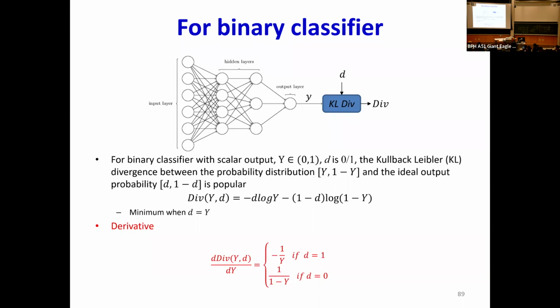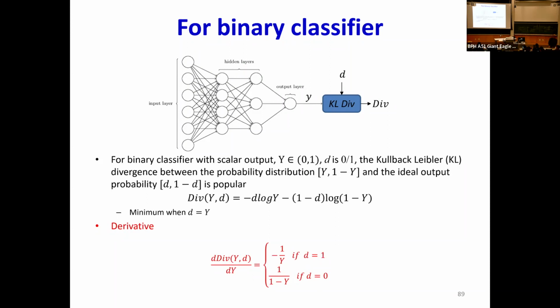If d is 0 and y is 1, what does it look like? If d is 0, the first term goes away, the second term remains. So you get 1 minus d, right? And log of 1 minus y is infinity, because y is 1, correct? But then you have the minus. So once again, you end up with infinity, as you can see. So you're saying that if the desired and actual outputs are mismatched, this divergence is infinite.